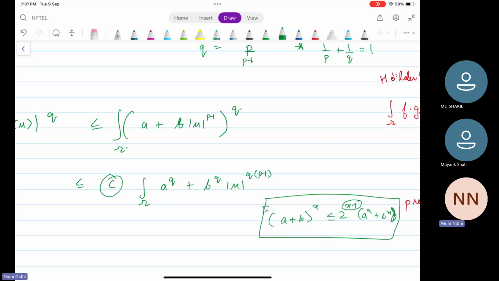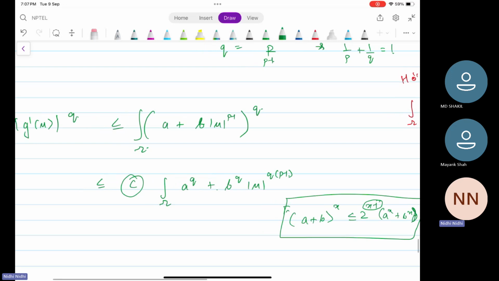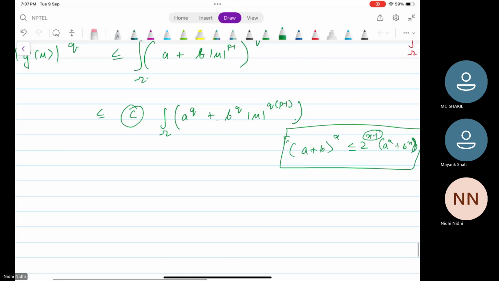I think it should be x minus 1. You should check. Eventually, that will be some constant. So we can get these powers inside.